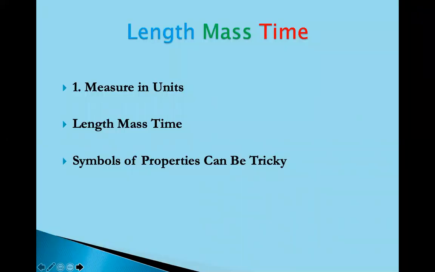In summary, we learned that when you make measurements, you always have to give a unit. And number 2, we introduced 3 different properties, length, mass, and time, as the beginning of this course. Symbols of these properties can become tricky, so that's why you already got a heads up. You know what to expect.